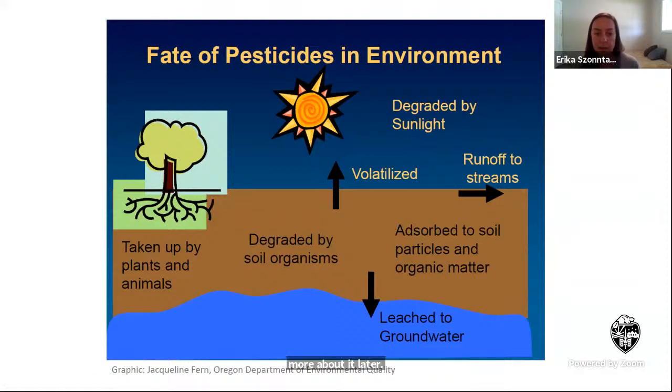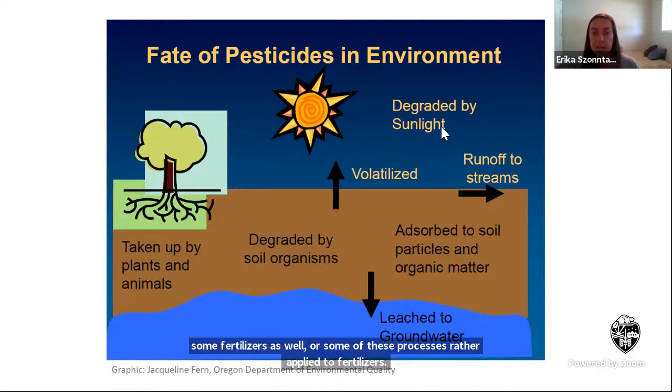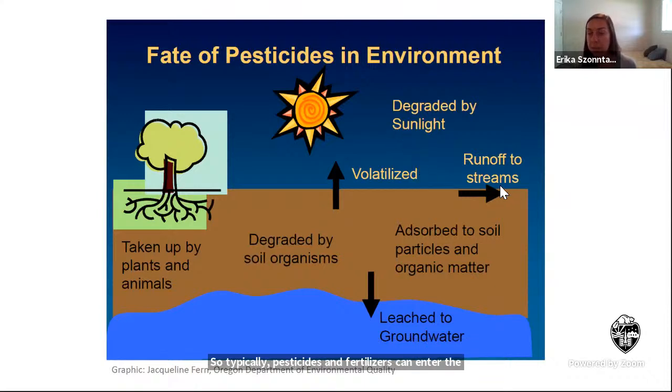And then this graphic, I just wanted to share because it quickly and easily illustrates what can happen to pesticides once they are in the environment. And this can apply to some fertilizers as well. So typically pesticides and some fertilizers can enter the environment by running off into streams. So if a pesticide is applied right before a rainstorm, which it shouldn't be, it's most likely going to just run off into your local waterways.